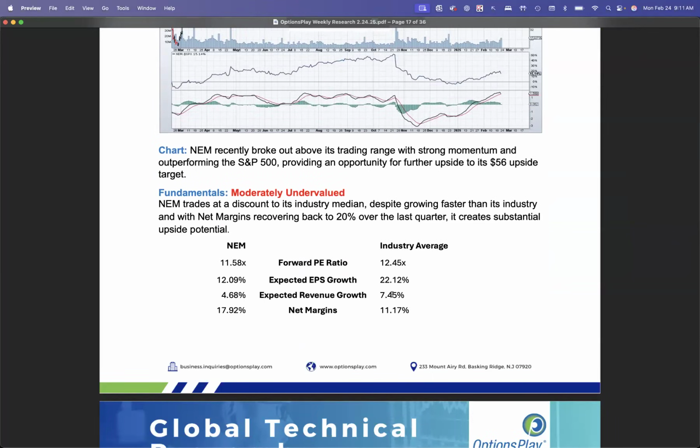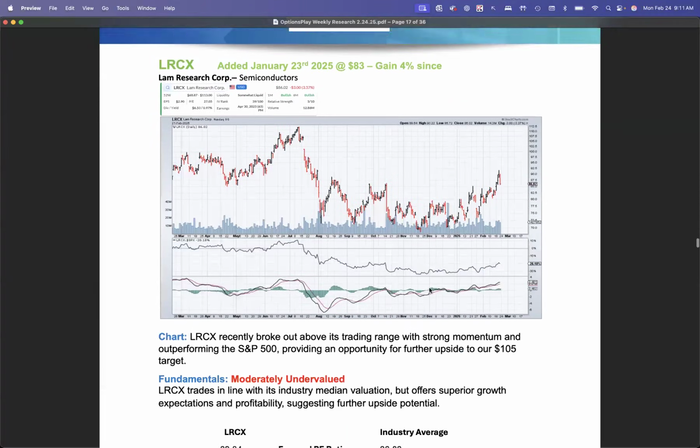despite its growing a little bit slower than the industry. But look at net margins here, more profitable than the industry. It's recovered those net margins nicely over the last quarter or so, and it creates substantial upside given the fact that it trades at a slight discount to the industry.